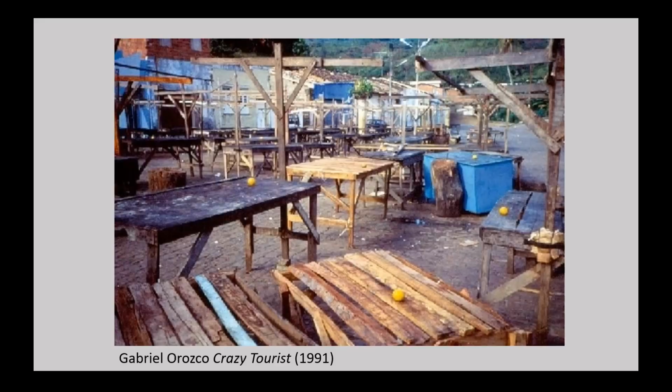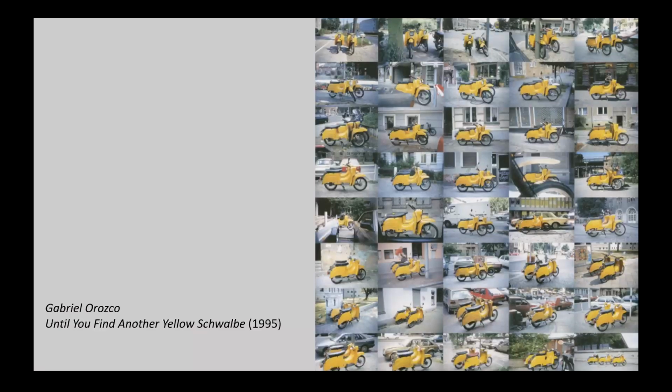Another one of his works. This one is called Find Another Yellow Schwalbe. It's a set of 40 colour photographs. 39 show two bright yellow motorcycles of identical design standing adjacent to each other in various different street scenes. And one which features three motorcycles parked by a wall. That's at the bottom, the last one in this image.